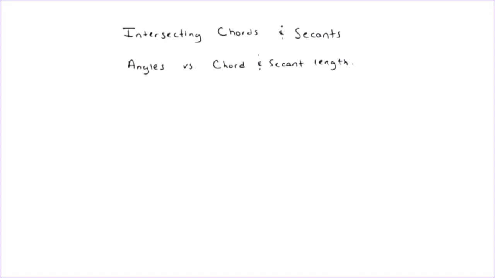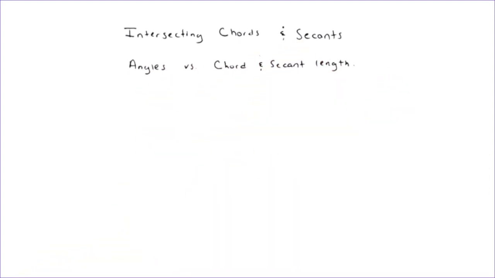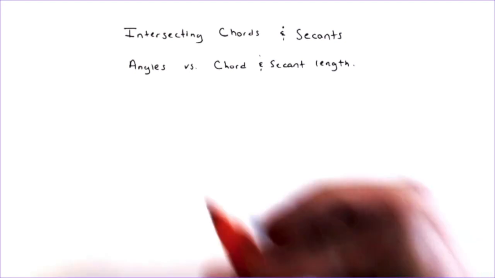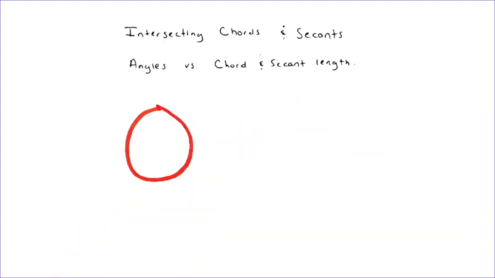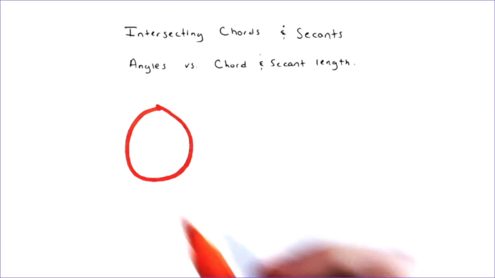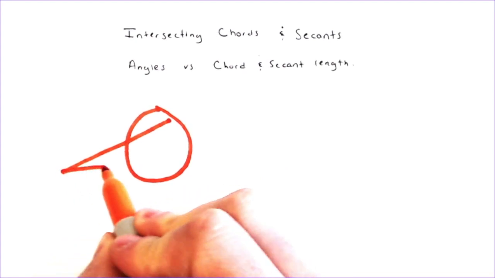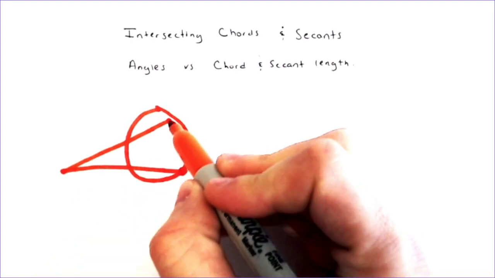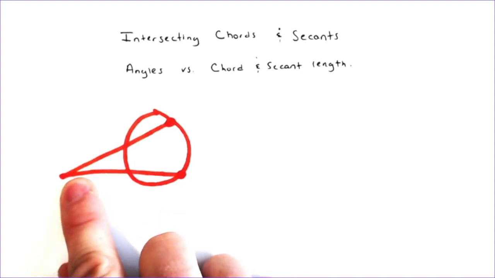Today, we're going to be focusing on intersecting chords and secants, and we're going to be comparing when we have angle problems compared to when we're looking for the chord and secant length. Okay, so it's still circles. Instead of an X in the middle of the problem, you're going to have what I call an ice cream cone type of problem, where we have the angle far outside of the circle.